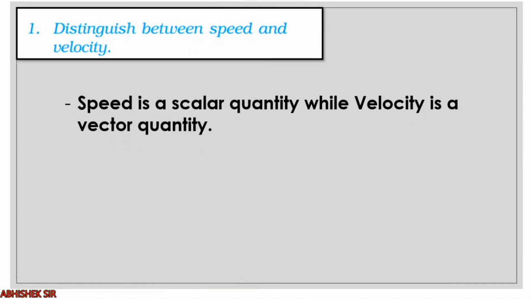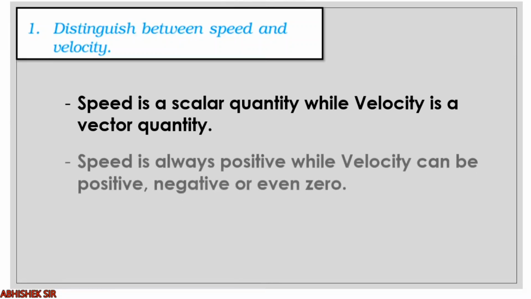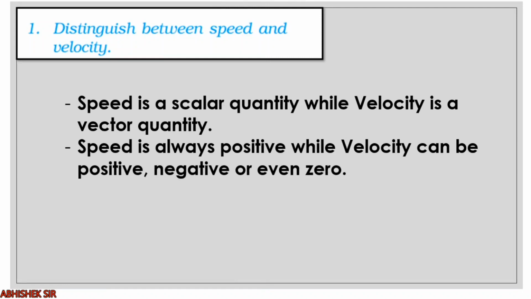Our first point is speed is a scalar quantity while velocity is a vector quantity. That means speed does not depend on direction and velocity depends on direction. Second point, speed is always positive as we are taking distance, and velocity can be positive, negative or even zero. So that is why these 2 points are considered as the difference. Moving on to the next question.